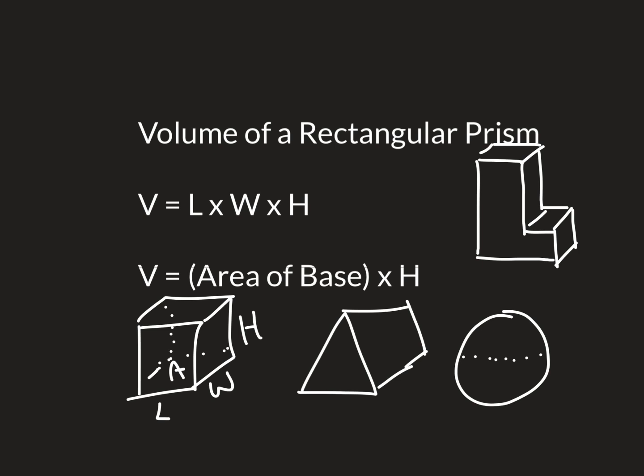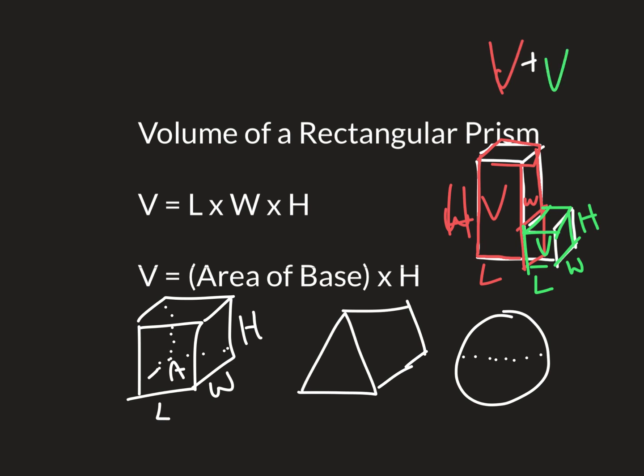we still can't use the formula, but similar to shapes that were not exactly a rectangle, we could split this into a rectangular prism and another rectangular prism, find the volumes separately, length, I guess that would be more height, and that would be our width in there, and then we would again add our two volumes together.